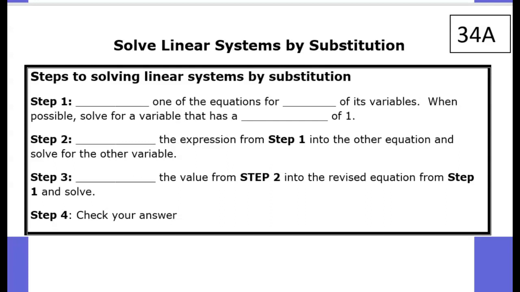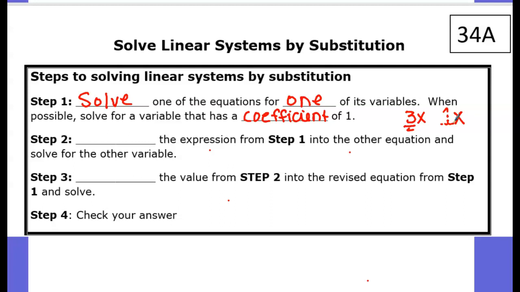So the first thing we're going to do is we're going to solve one of the equations for one of its variables. When possible, solve for a variable that has a coefficient of 1. Remember, the coefficient is the number before the variable, like 3x. But a coefficient of 1 would actually be invisible, so it would just be an x. Just keep that in mind. Or it could be a y.